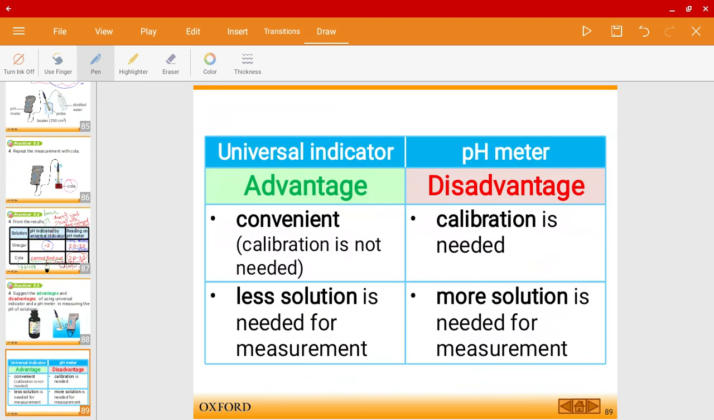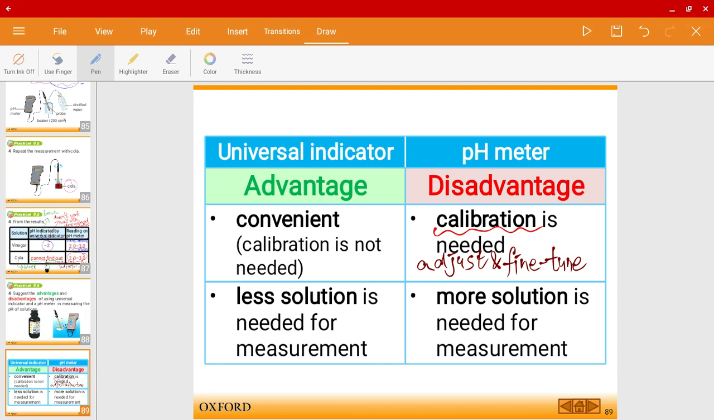So the first one over here, let's look at the pH meter, the disadvantage. It says calibration is needed. Now calibration is something that would make the pH meter more accurate. Say for example, how can a pH meter know that distilled water is pH 7? In this case, what we need to do is first adjust the pH meter to tell it, hey, pH meter, distilled water is pH 7 and the rest are this. So from time to time, you would need to adjust and fine tune it in order to make it more accurate. Okay?